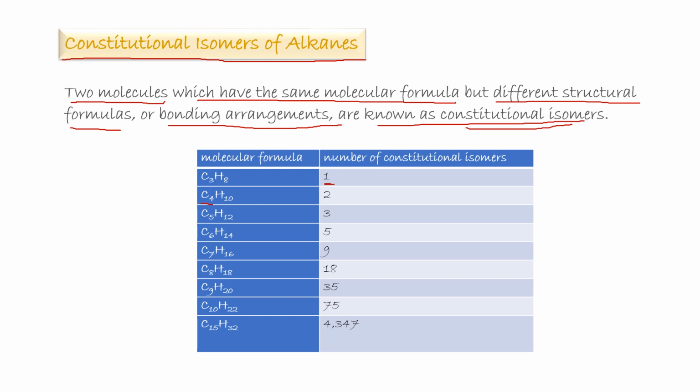If you have C4, then you have 2 isomers, C5, 3 isomers, C6, 5 isomers, C7, 9 isomers. If you have C8H18, 18 isomers. If you have C9, 35. C10H22, 75. You have C15, you have 4,347.